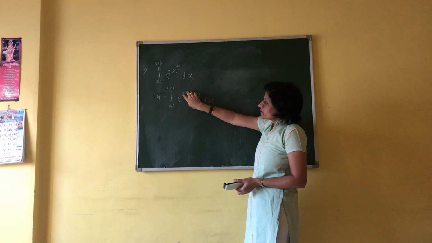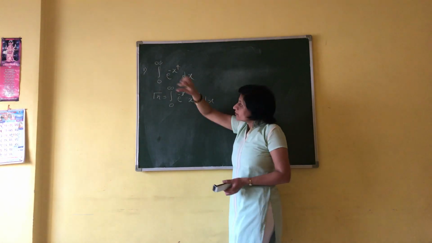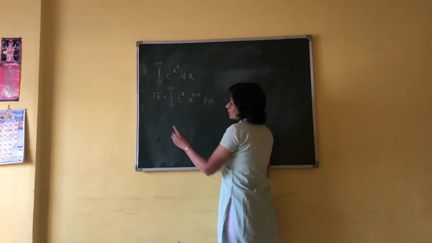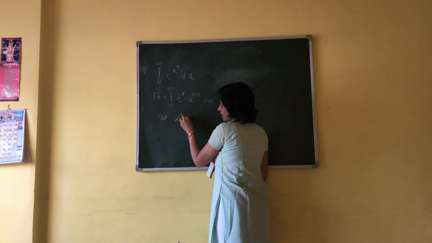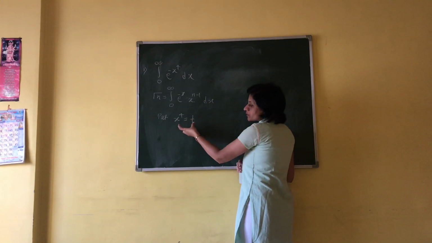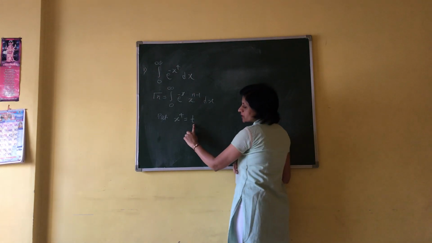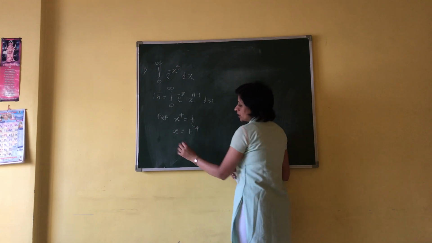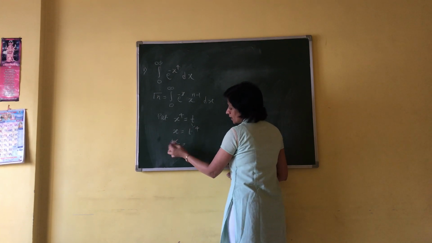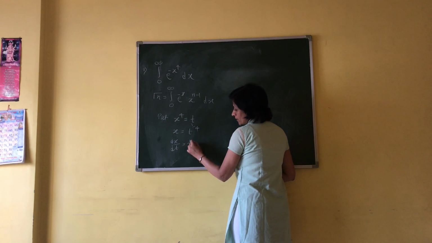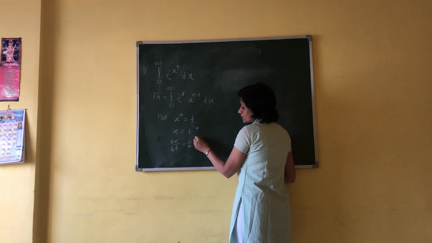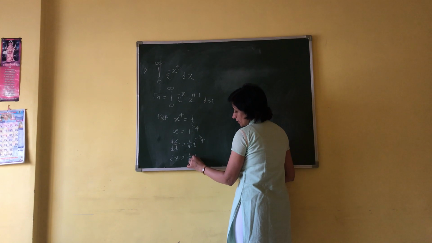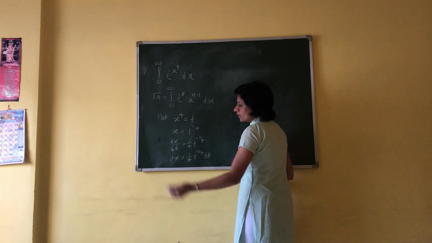Here the power of x is 1, but here the power of x is 4. Means reduce this integral by putting x raised to 4 is equal to t, and solve this, we get the value of dx. First, taking 4th root on both sides, x is equal to t raised to 1 by 4. Differentiating x with respect to t, derivative of t raised to 1 by 4 is 1 by 4 into t raised to 1 by 4 minus 1, that is minus 3 by 4. Therefore, dx is equal to 1 by 4 into t raised to minus 3 by 4 into dt.